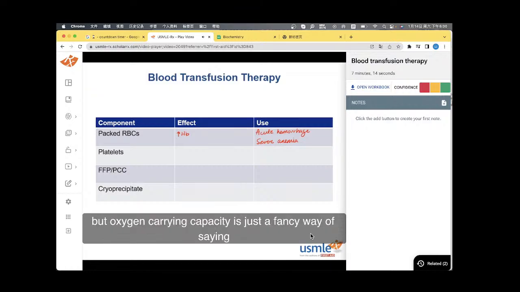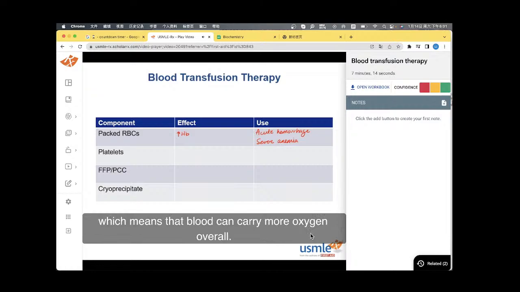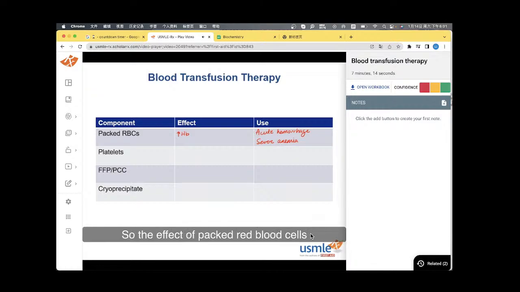But oxygen carrying capacity is just a fancy way of saying that the blood as a whole can carry more oxygen. And that makes intuitive sense. By giving packed red blood cells to a patient, you're increasing the amount of red blood cells circulating through their bloodstream, which means that blood can carry more oxygen overall. So the effect of packed red blood cells is to increase the oxygen carrying capacity.